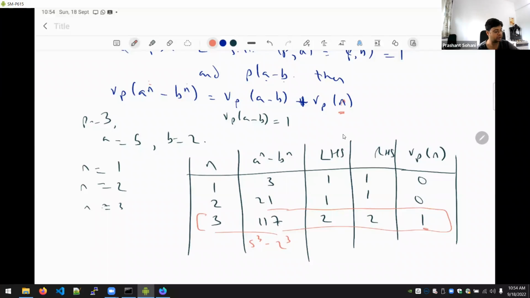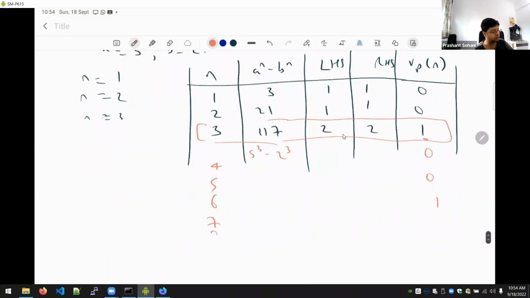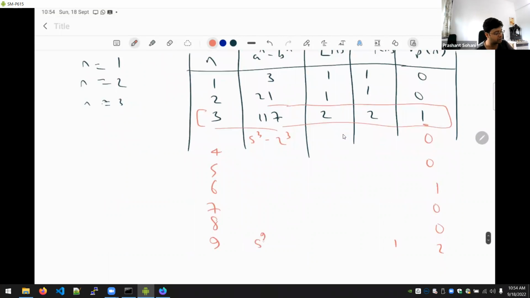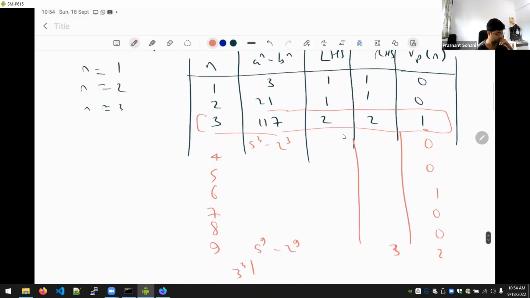So, very curious pattern. And again, you'll see for the next terms, so I don't keep on writing it, for 4 and 5, the Vp of n will be 0. For 6, again, it is 1. And then if you continue 7, 8, and for 9, the Vp of n is 2 over here. So what we are saying is that, very, very interesting property, 5 raised to 9 minus 2 raised to 9 will be divisible by 3 cube. So very, very curious pattern.